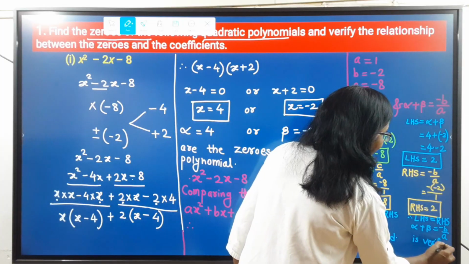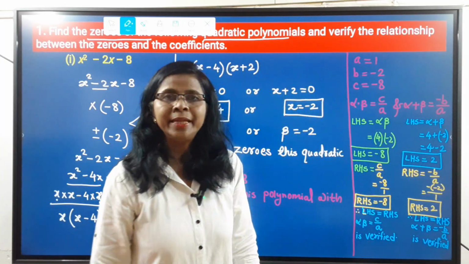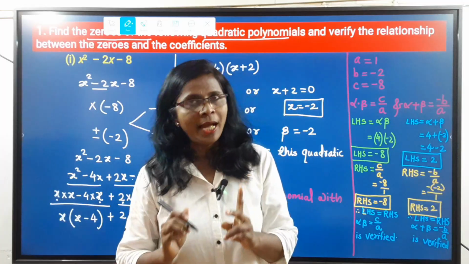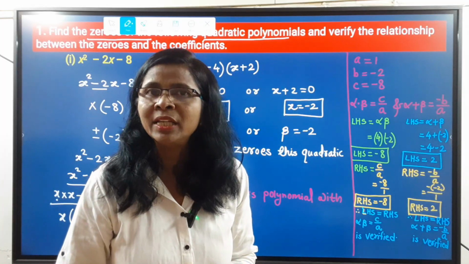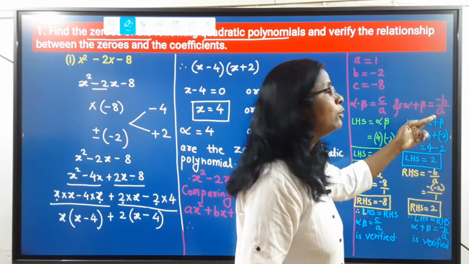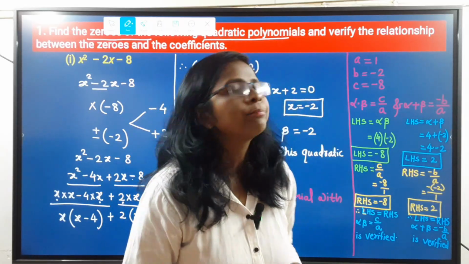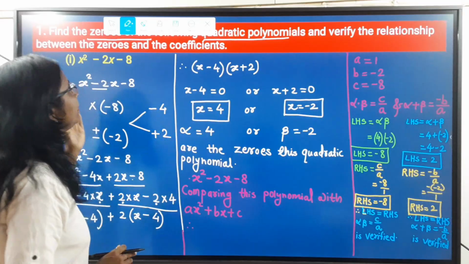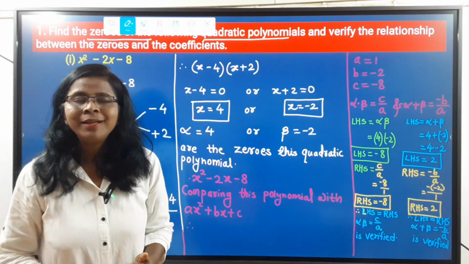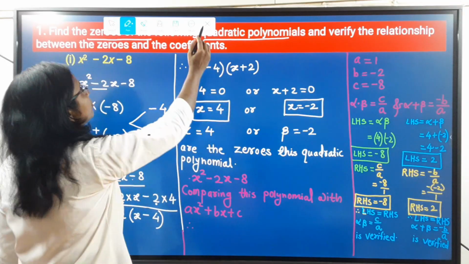So this way we can say that there is a relationship between the coefficients and the zeros of the quadratic polynomial: alpha plus beta is equal to minus b upon a. That means we verified the relation between the zeros and the coefficients for this quadratic polynomial. Okay students, then come to the next example.